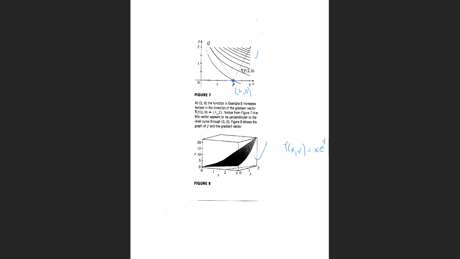Now, the function increases fastest in the direction of the gradient vector. And you can see the gradient vector, perhaps I can highlight it here, because it'll be in the recording too.